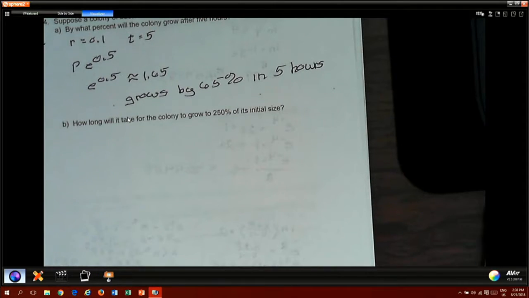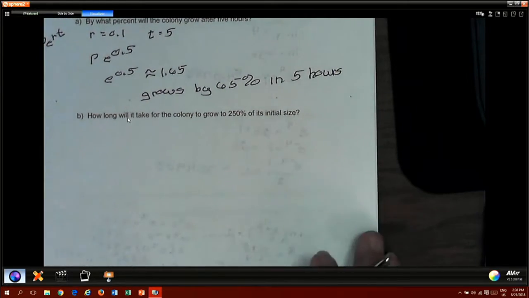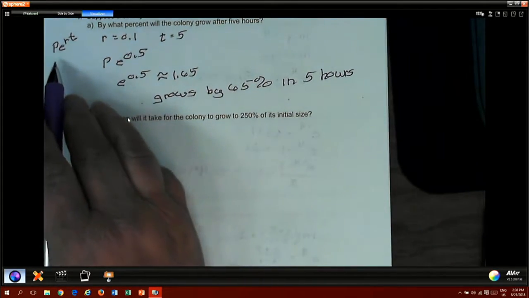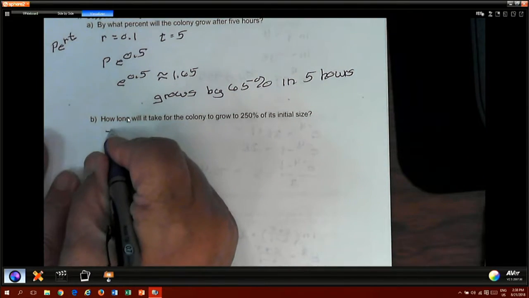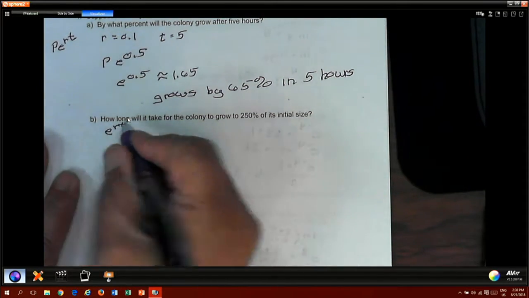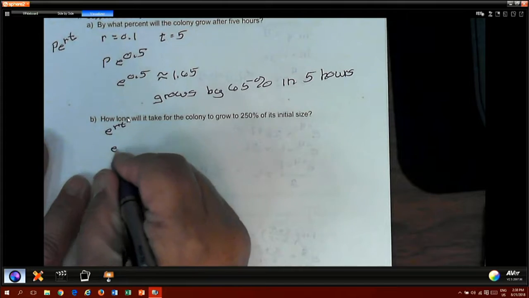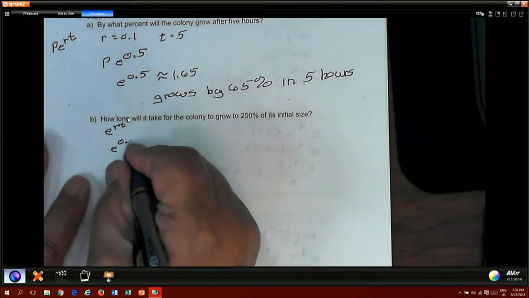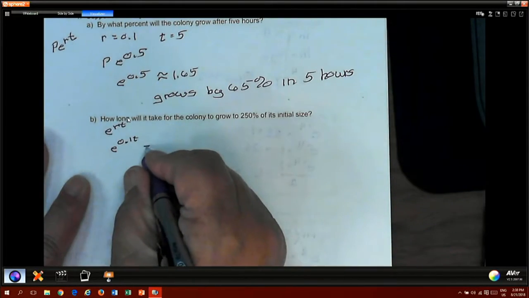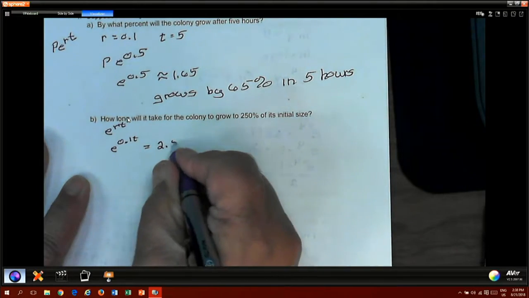Now we want to know how long will it take for the colony to grow to 250% of its initial size. Again, we don't know the initial size. We don't need to know the initial size. So instead of having P, which is the initial size, we're just going to work with e to the rt. And e to the 0.1t is going to equal 2.5.